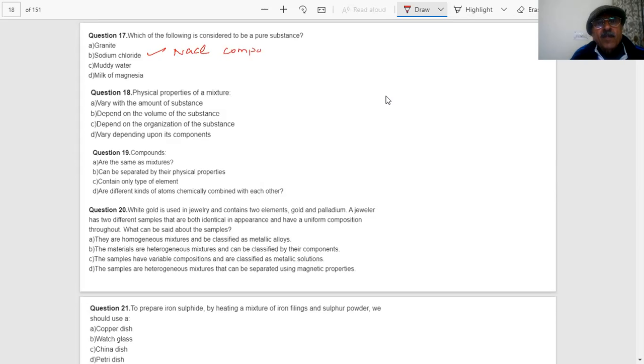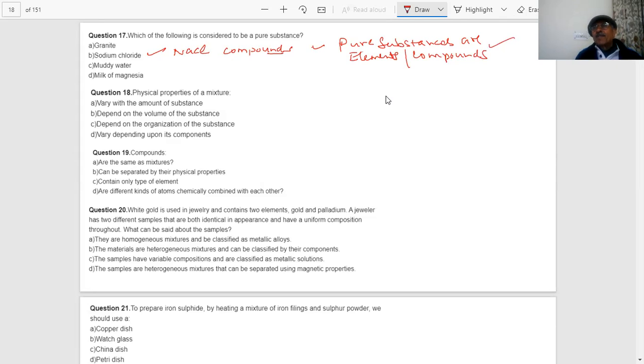When we talk about pure substances, what are they? Compounds or elements. Pure substances, when we talk, students, pure substances are elements or compounds. Very clear? Wherever any question you get. Clear?